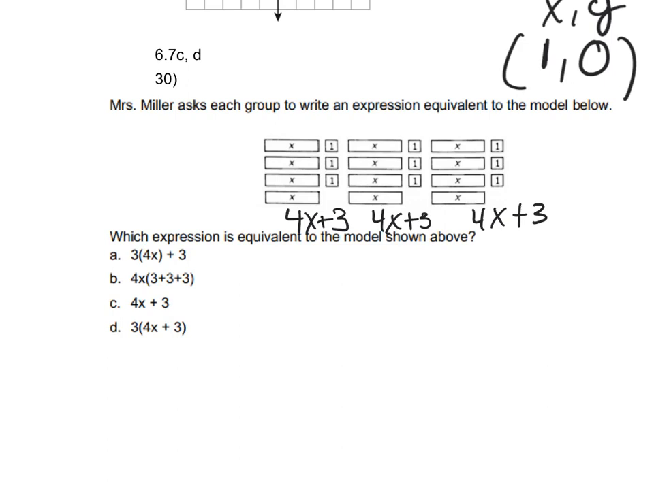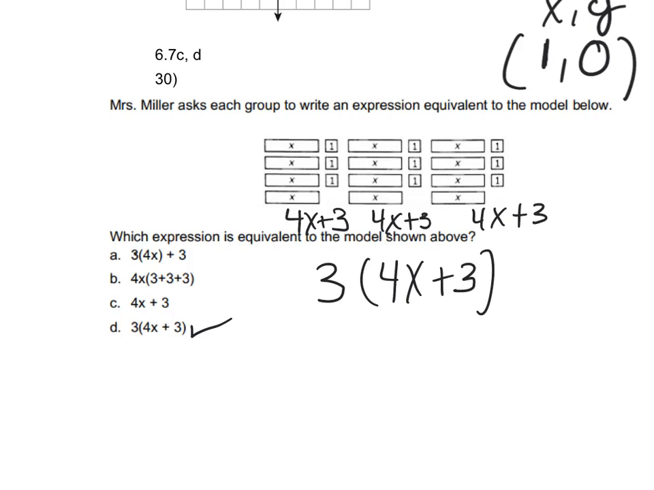Well, now I can also see this as I have 3 groups, and in each group I have 4 things that are unknown plus 3 things that are positive. Now I have to see which of these matches this, and I should be thinking distributive property here. And I could definitely see D is great.